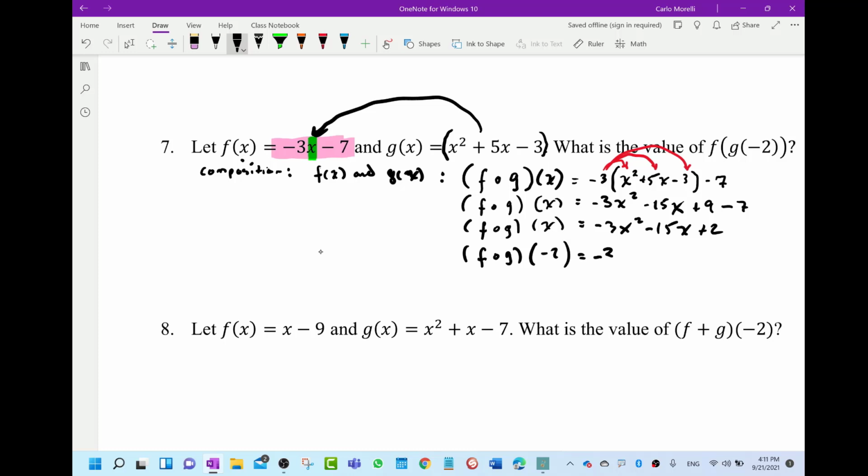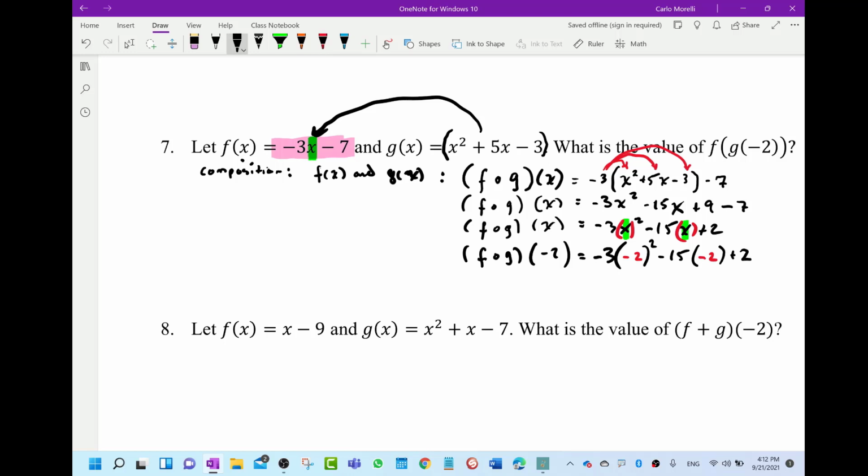So we're going to write negative 3, open parentheses, negative 2. Okay, everywhere you see an x, you're going to plug in negative 2, and I should add, you should put it in parentheses. All right, so let's keep going. Remember to square it right here. Minus 15, open parentheses, negative 2, close parentheses, plus 2.